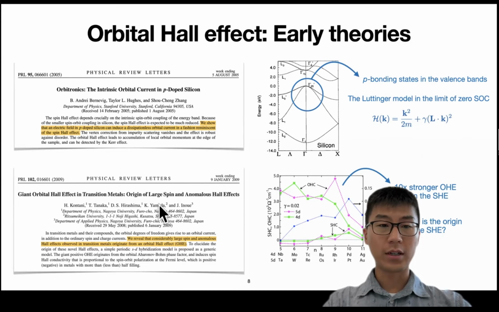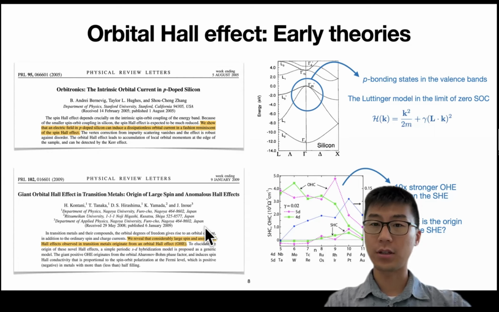And the second work by Kontani et al. was actually far more surprising, that the orbital Hall effect was extremely large compared to the spin Hall effect. And they propose a theory that the origin of the spin Hall effect is in fact the orbital Hall effect. It was more surprising to me because in most transition metals, we have thought for a long time that orbital angular momentum is strongly quenched. And the band structure will be very different from semiconductor systems where we still have relative spherical symmetry near the valence band top. So let's try to look into details of the orbital Hall effect.